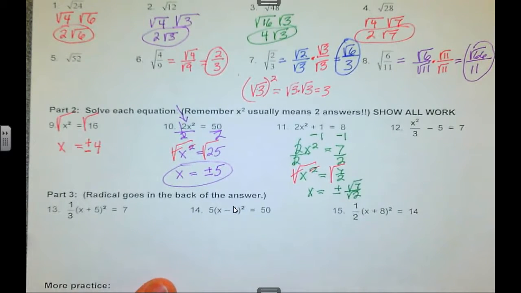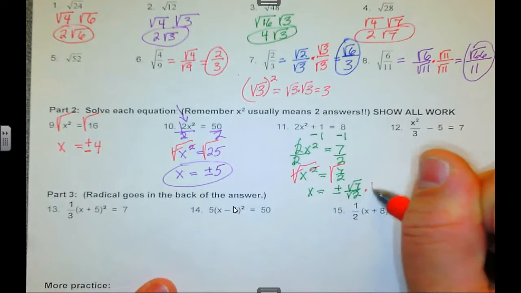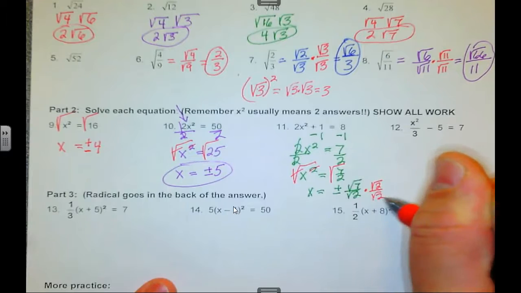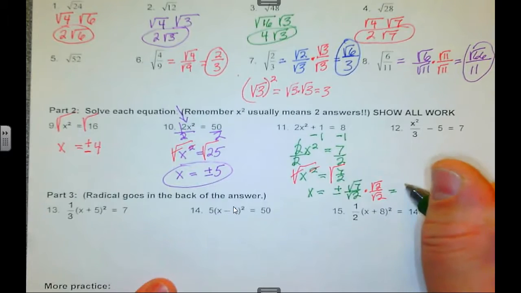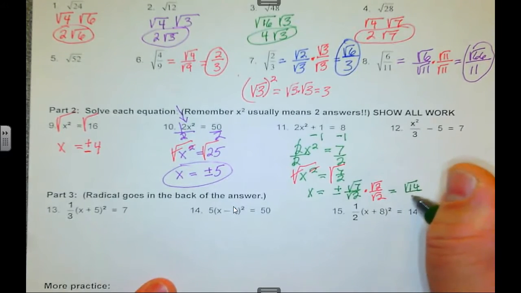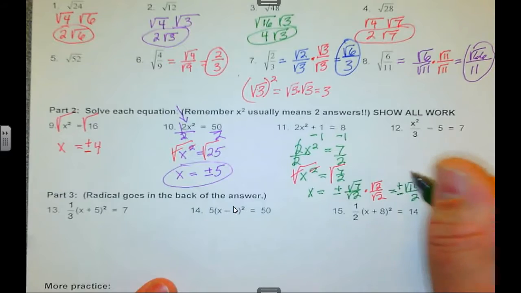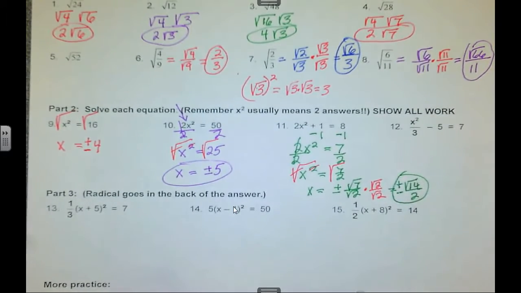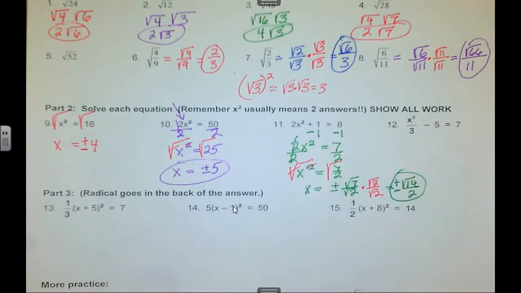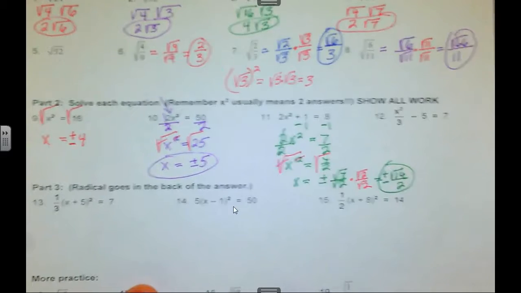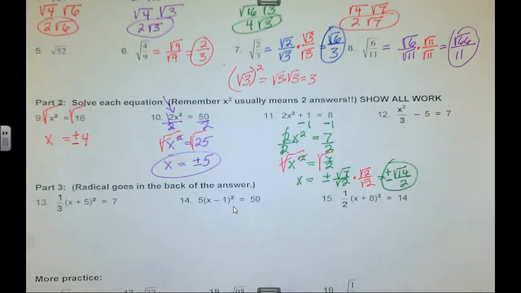Remember, I cannot leave radicals in the denominator. So I have to simplify this by multiplying by radical 2 over radical 2. So this equals radical 14 over 2. Don't forget your plus and minus sign. When you're square rooting for a solution, it has to be plus or minus. If you don't, it's wrong. So these are getting tougher. I'm glad you guys are paying attention.